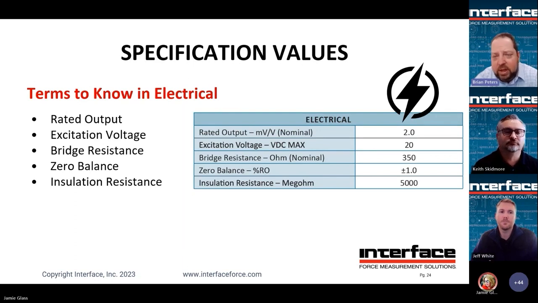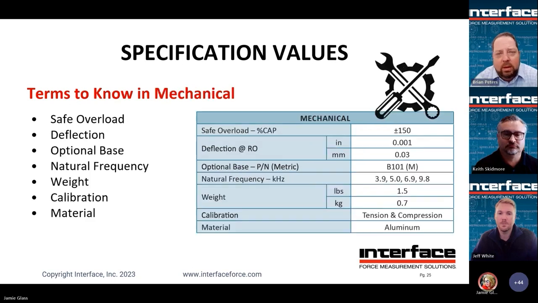So the bridge resistance, most of our sensors are going to be 350 ohm. Some vary. It's a good thing to note if you're going to try to use a single instrument to run multiple sensors. You've got to make sure that it's got the amperage to be able to push all those sensors. And zero balance, how much is the zero going to deviate from unit to unit, right? So we maintain on most sensors that it's going to be within 1% of the rated output. Insulation resistance is a measurement of isolation of the bridge to the load cell material, and that'll vary also depending on the product. Next slide.